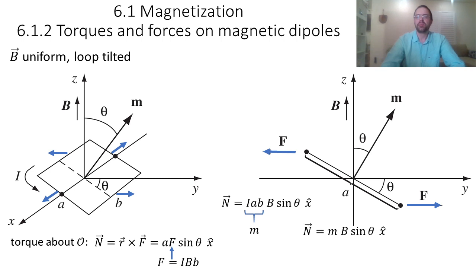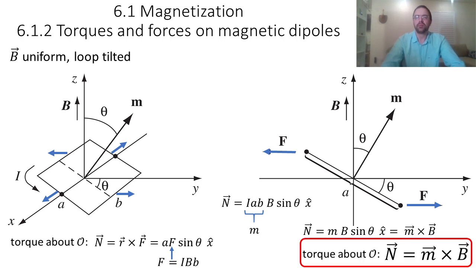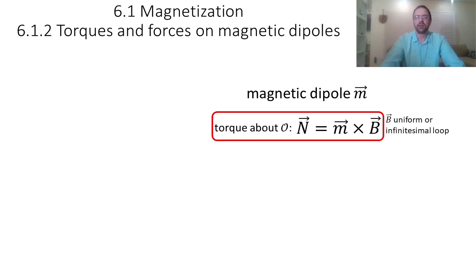But since the angle between m and B is theta, then you recognize a cross product. Right? The torque is equal to m cross B. And this is a result to remember. The torque about the origin that the magnetic field exerts on the magnetic dipole moment is m cross B. This relation is valid for B uniform or for an infinitesimal loop, because if the loop is very small, then you can always consider B to be uniform over the size of the loop.